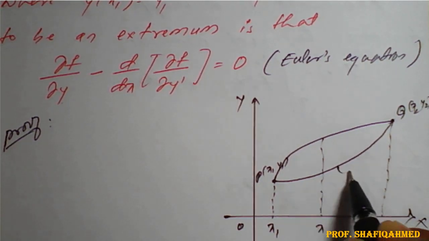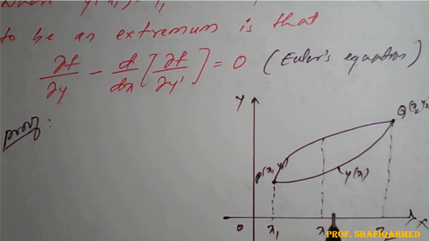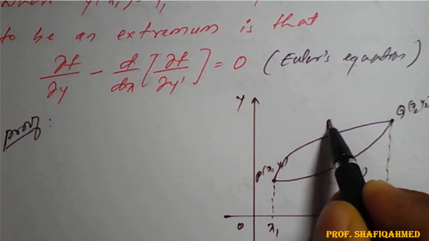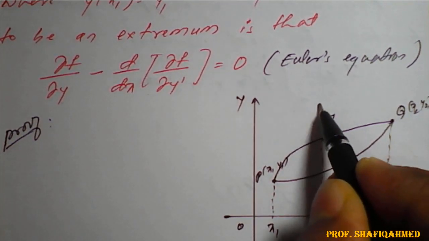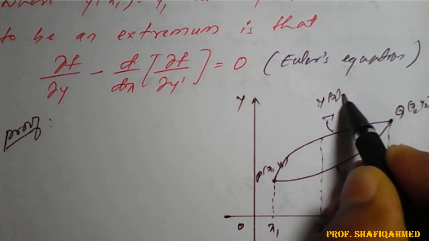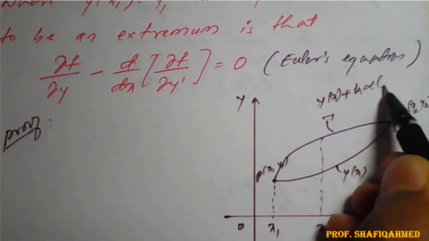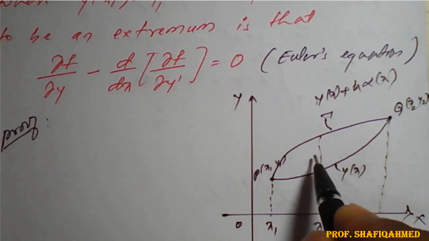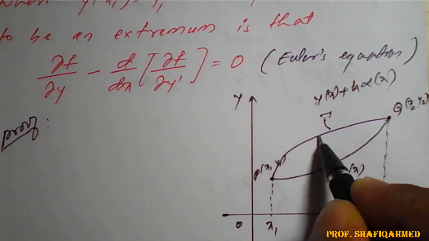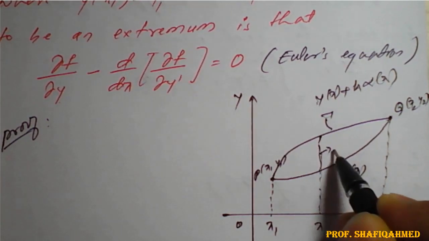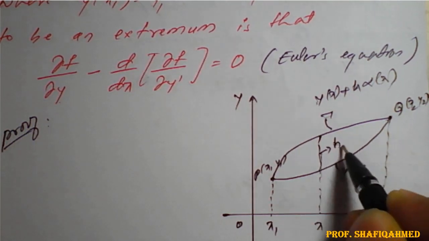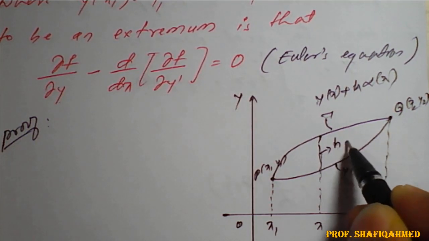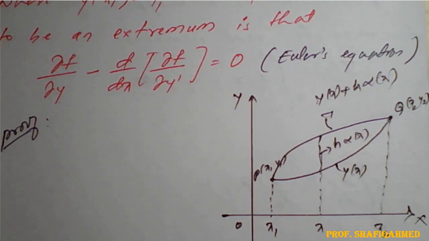So this curve is nothing but y of x, and this other curve is nothing but y of x plus h into alpha of x. These are the curves, and this length is nothing but the small increment in y, that is h times alpha of x. So this is a small increment between the 2 curves.